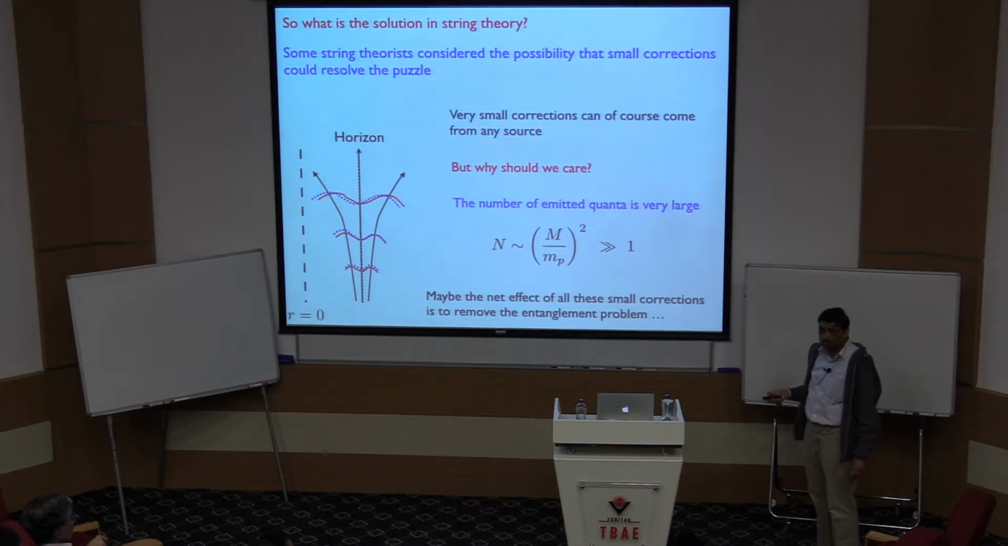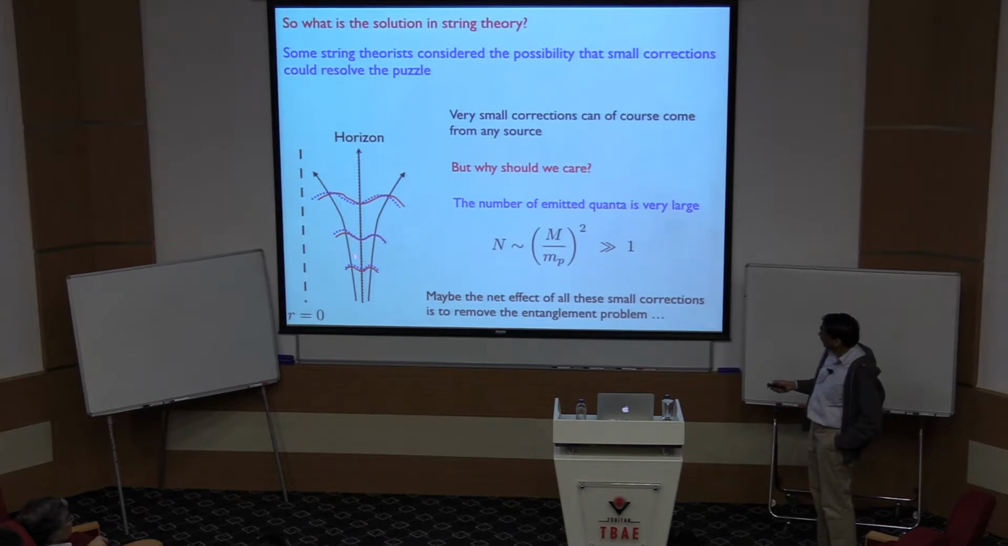Where would the small corrections come from? Well, from anywhere, we don't know, right? There could be some quantum gravity effects we don't yet know, and so there could be a small change in the state of each particle pair. That doesn't look hard to believe. In fact, it's almost certain that it should be there. So very small corrections can come from any source. Why should we care if they are small corrections? Why should we stop believing in Hawking's result?